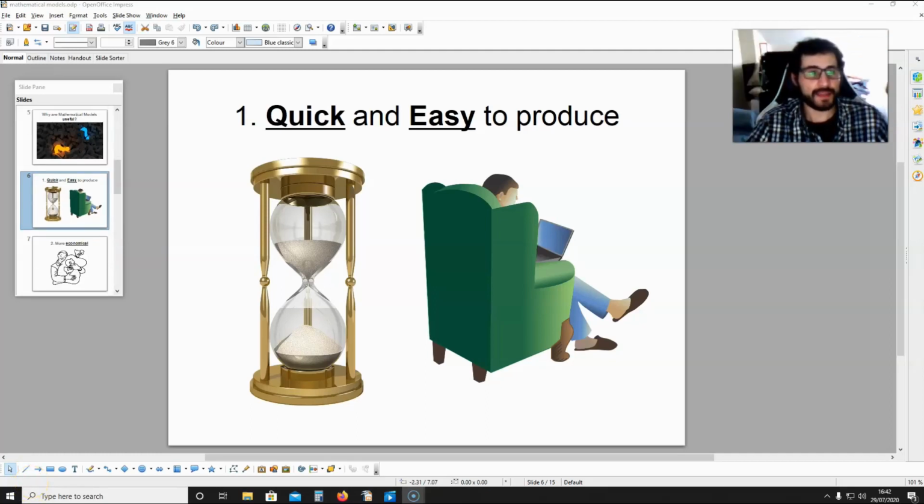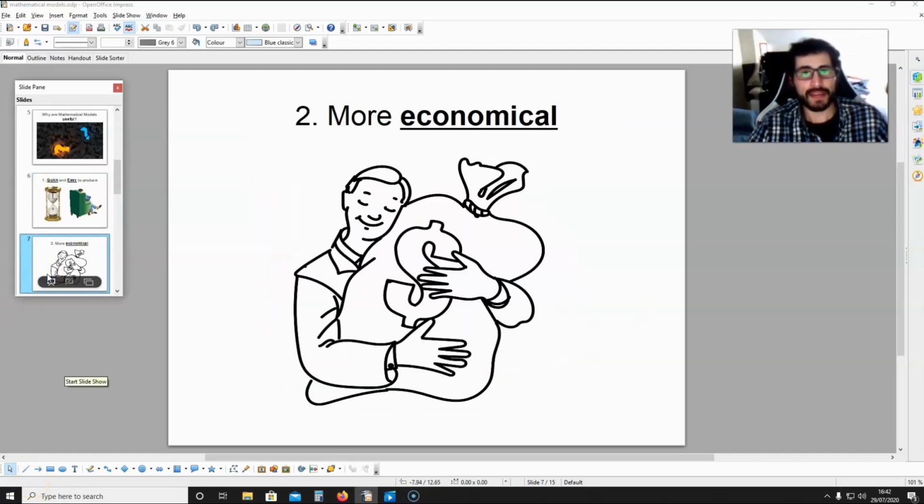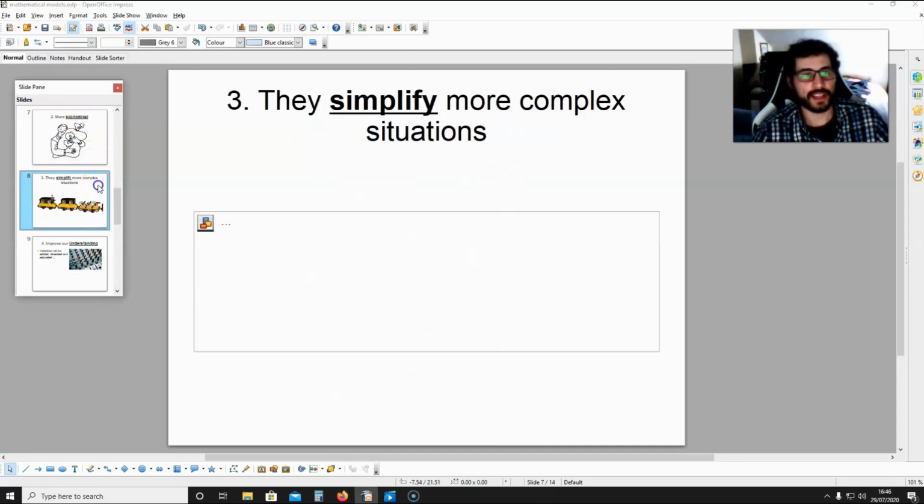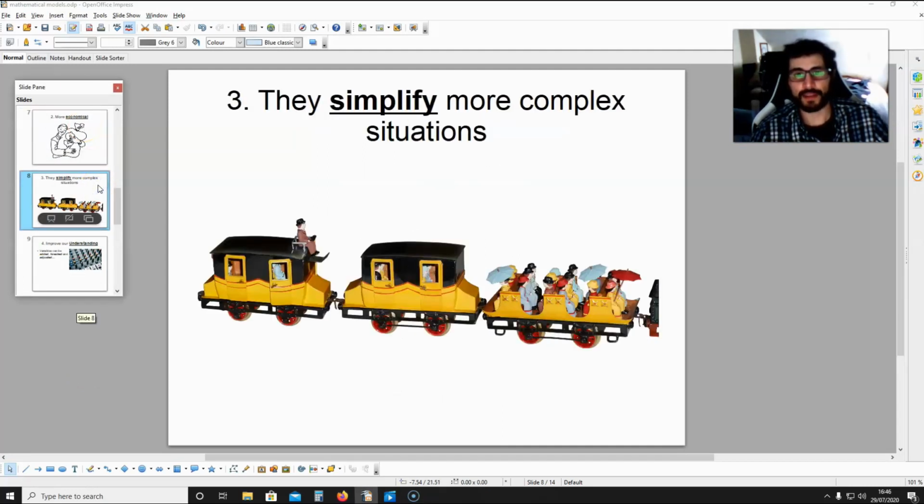So this brings me to number two. Mathematical models can be very economical because of that very reason. With models, you don't have to take real risks. Do you understand? You can perform simulations and then make predictions with those mathematical simulations. Moving on to number three. Models can simplify more complex situations. I just described one situation in the previous example.